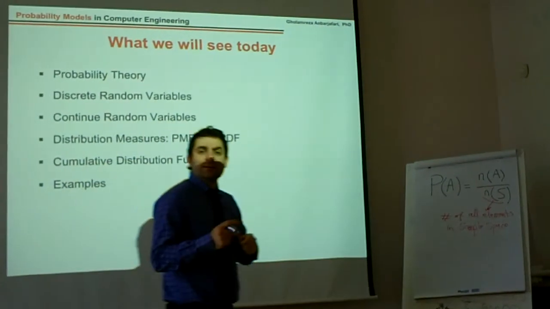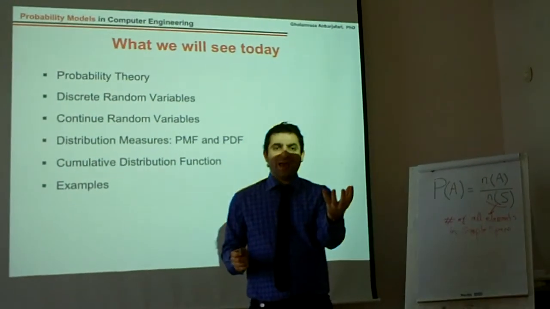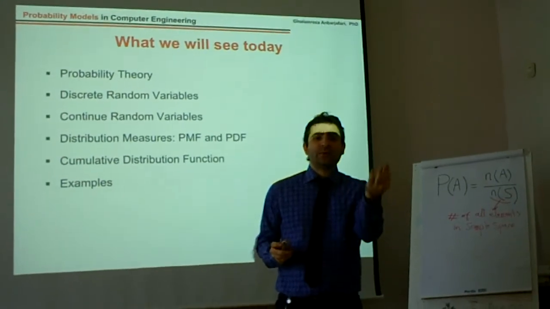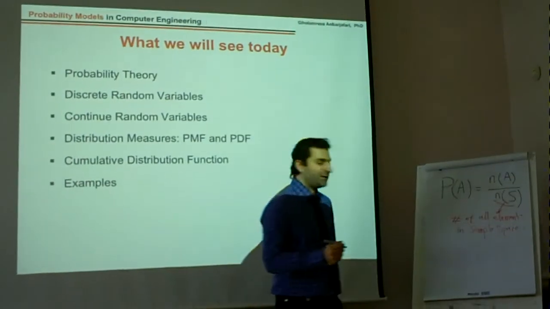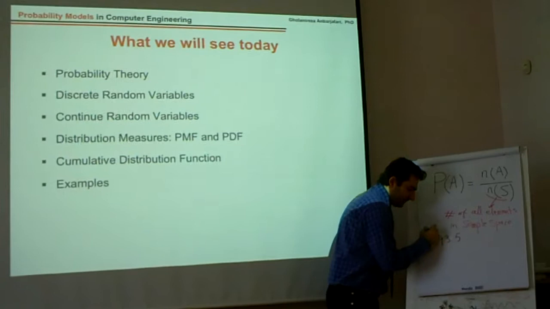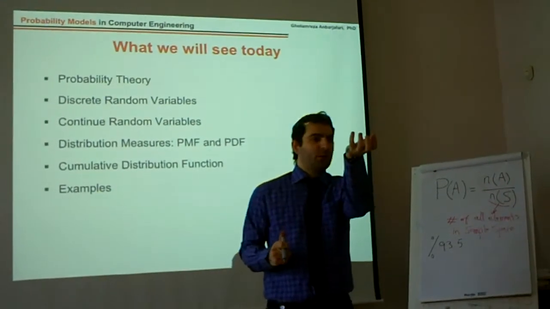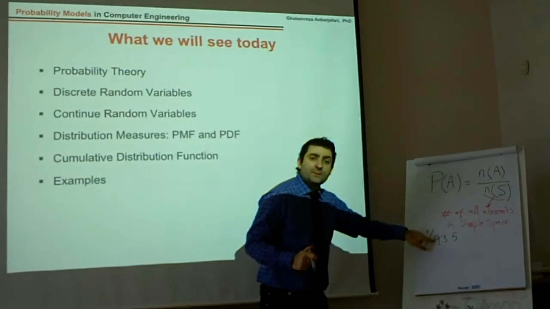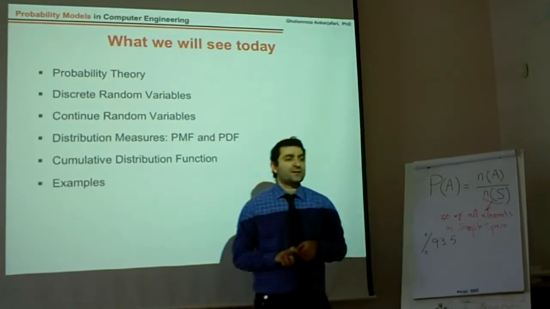For instance, assume that I am telling you that I have a black box and there is a desired object inside it. The probability of getting this desired object from this black box is 93% or 93.5%. This is the probability of getting my object from this box. It doesn't matter what the box or the object is. Now, how can I represent this probability in this form? What is the meaning of 93.5%?